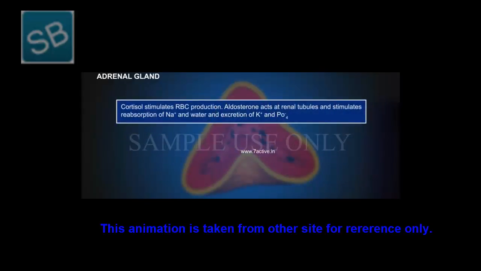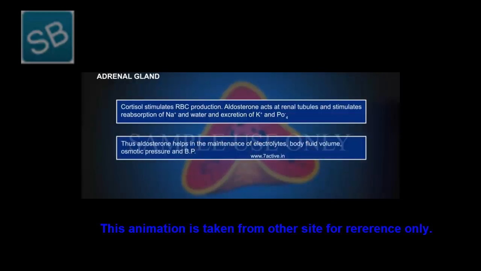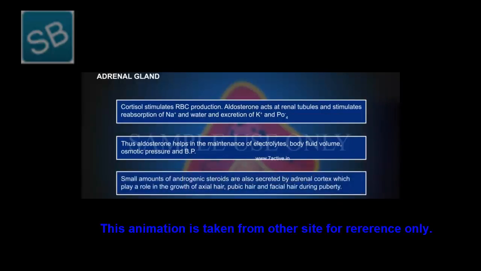Cortisol stimulates RBC production. Aldosterone acts on renal tubules and stimulates the reabsorption of Na+, that is sodium ion, and water, and excretion of potassium, that is K+, and phosphate, that is PO4 ion. Thus, aldosterone helps in maintenance of electrolytes, body fluid volume, osmotic pressure, and BP, that is blood pressure. Small amounts of androgenic steroids are also secreted by the adrenal cortex, which play a role in the growth of axillary hair, pubic hair, and facial hair during puberty.